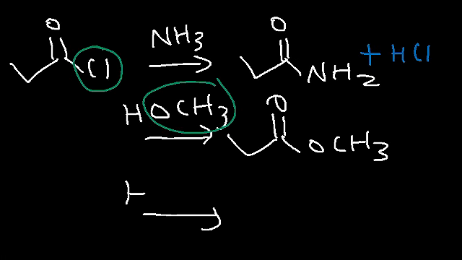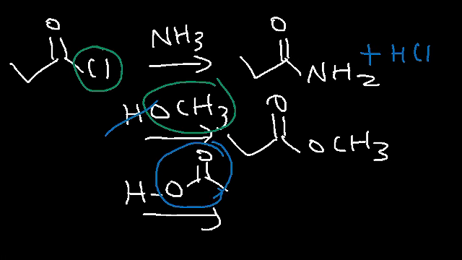And let's say if you were to add a carboxylic acid to it, the chloride will be replaced with this part of the molecule. Basically, you just have to get rid of the hydrogen and the chlorine. So HCl is going to be the byproduct. So this will give you an anhydride.